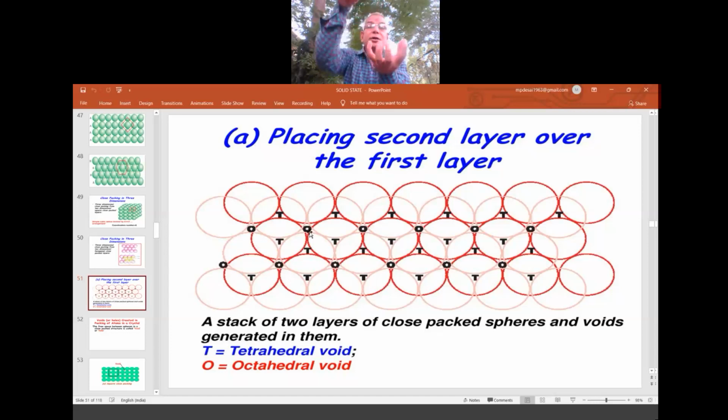Second layer, what? Two, two, one here, in that pattern. So in that pattern, if you keep six spheres or six particles, that time an octahedral is created, because the octahedral shape is drawn using six atoms or six particles.